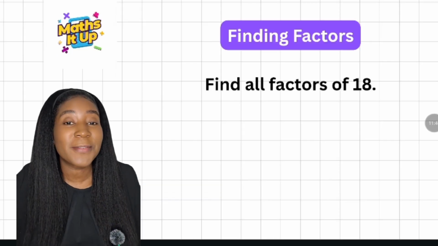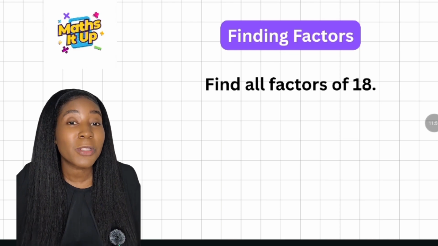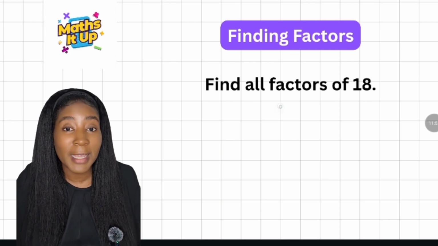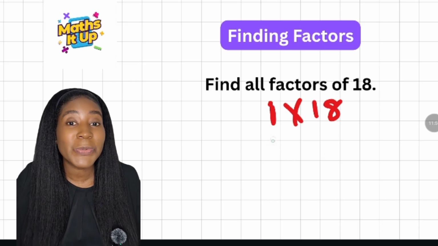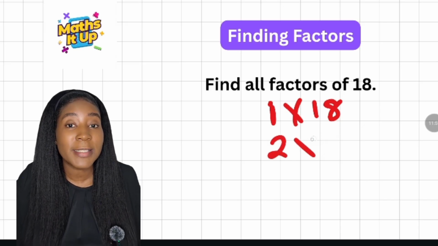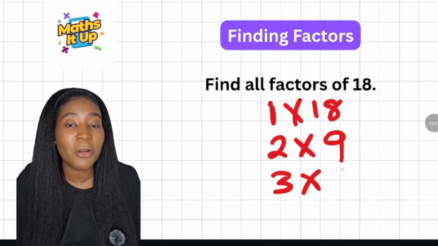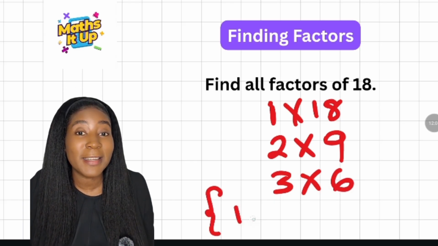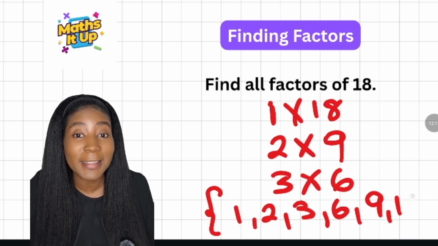Now, what if I want to find all the factors of 18? I can ask myself what two numbers multiply to give me 18. So I can do 1 times 18, 2 times 9, 3 times 6, until I start getting repeated numbers. So the factors of 18 are 1, 2, 3, 6, 9, and 18.